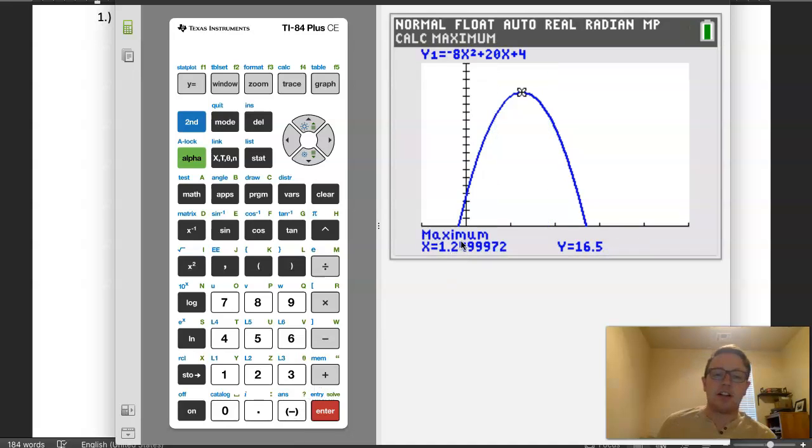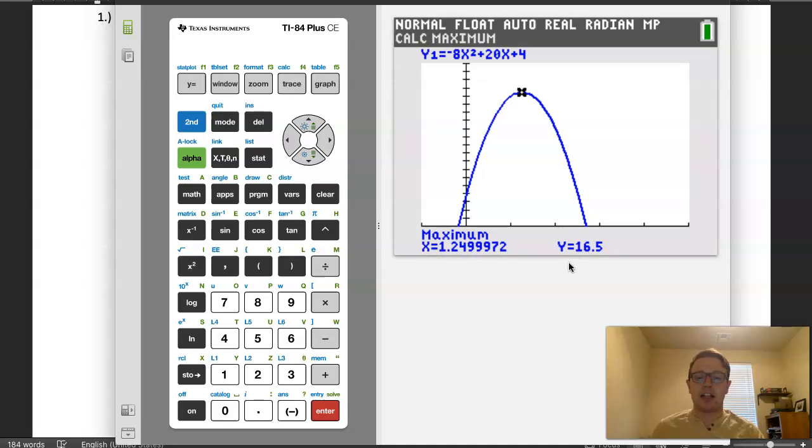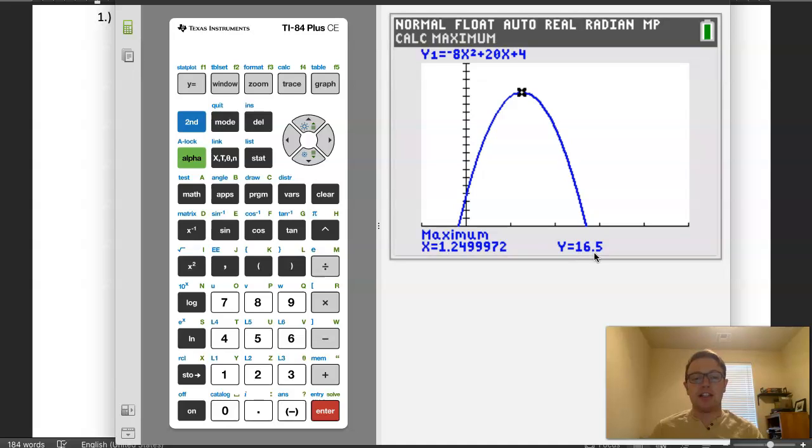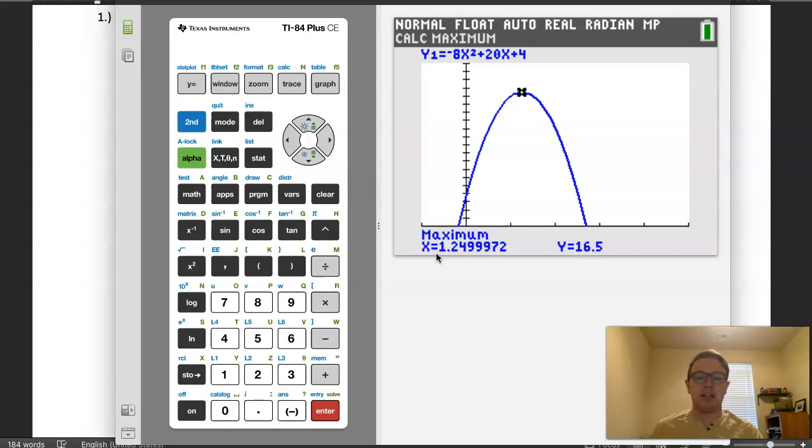And this gives us our answer. And it tells us what our maximum is. It tells us the time, which was x, and the height, which was y. So our maximum height is 16.5 feet, and the time is 1.25 seconds. So let's mark that down.